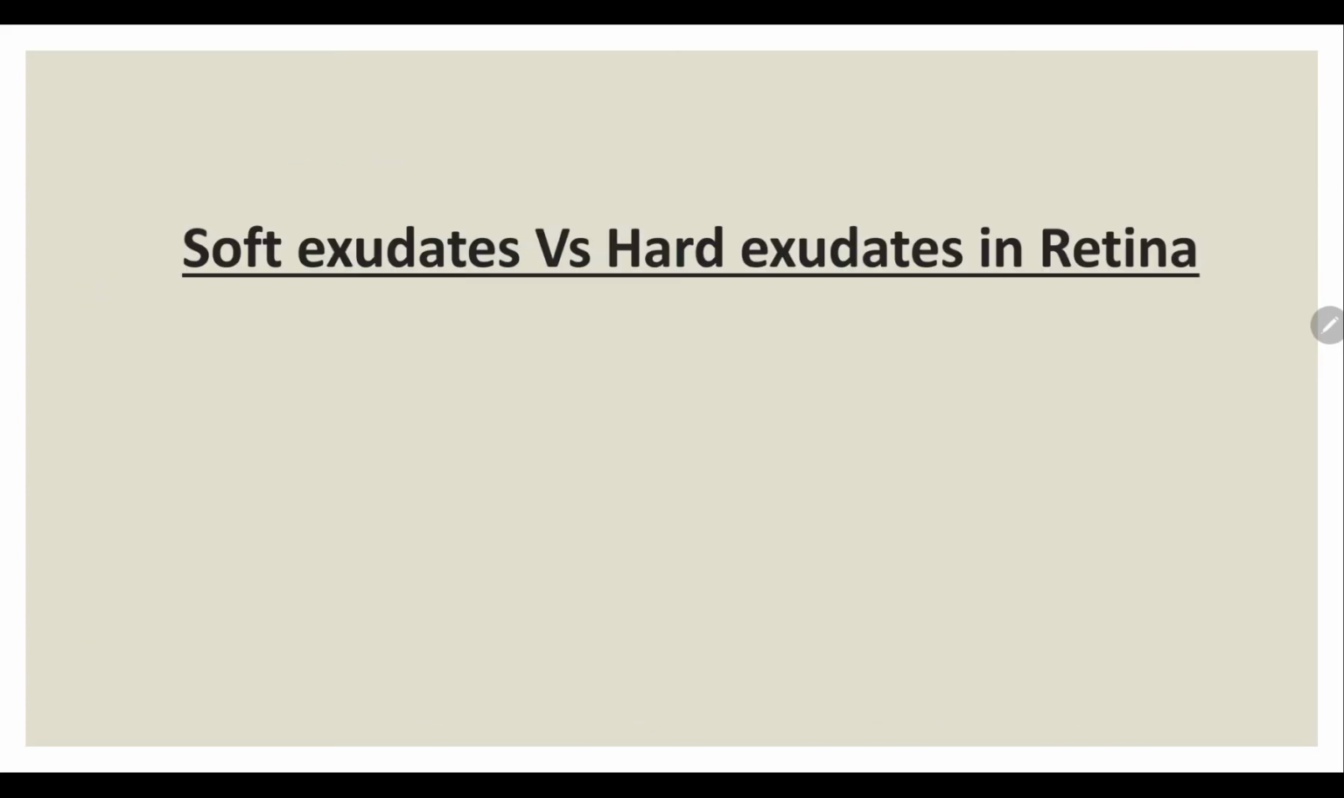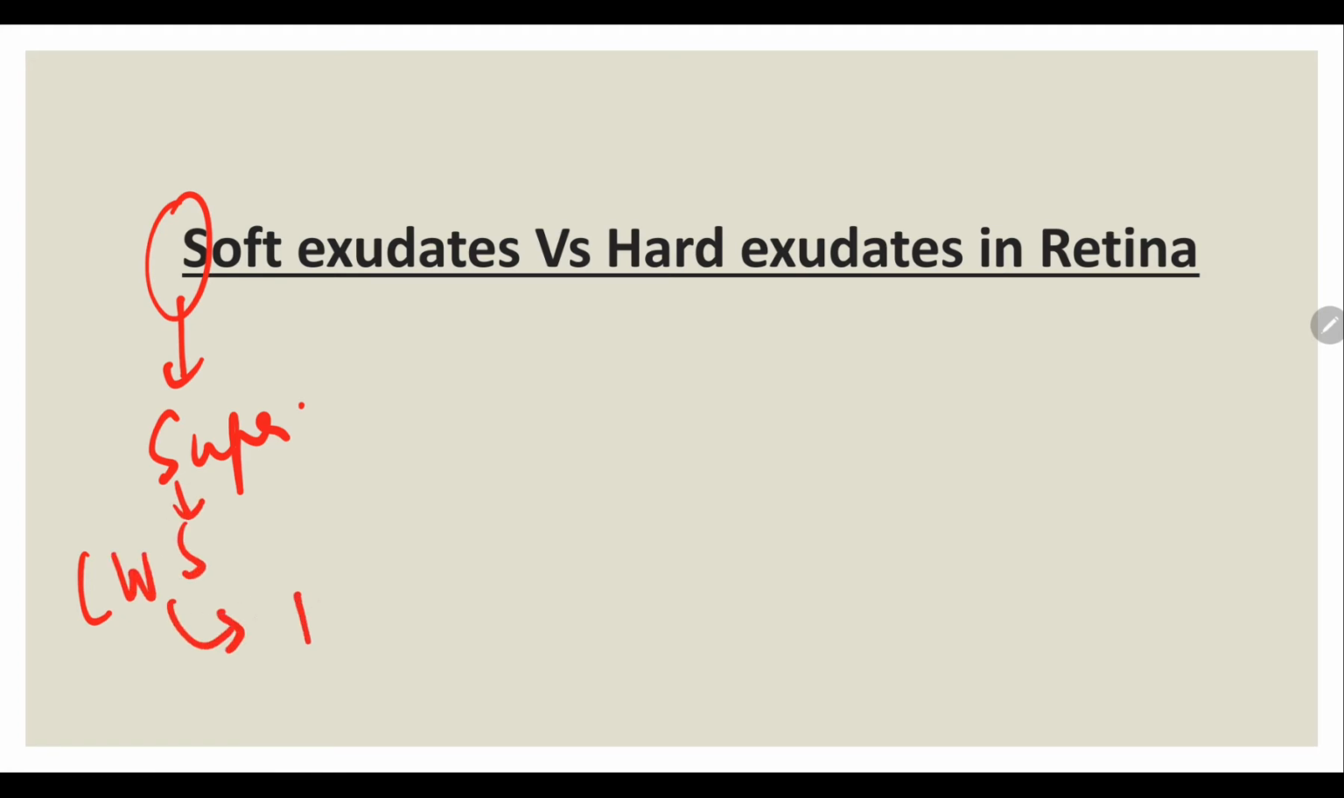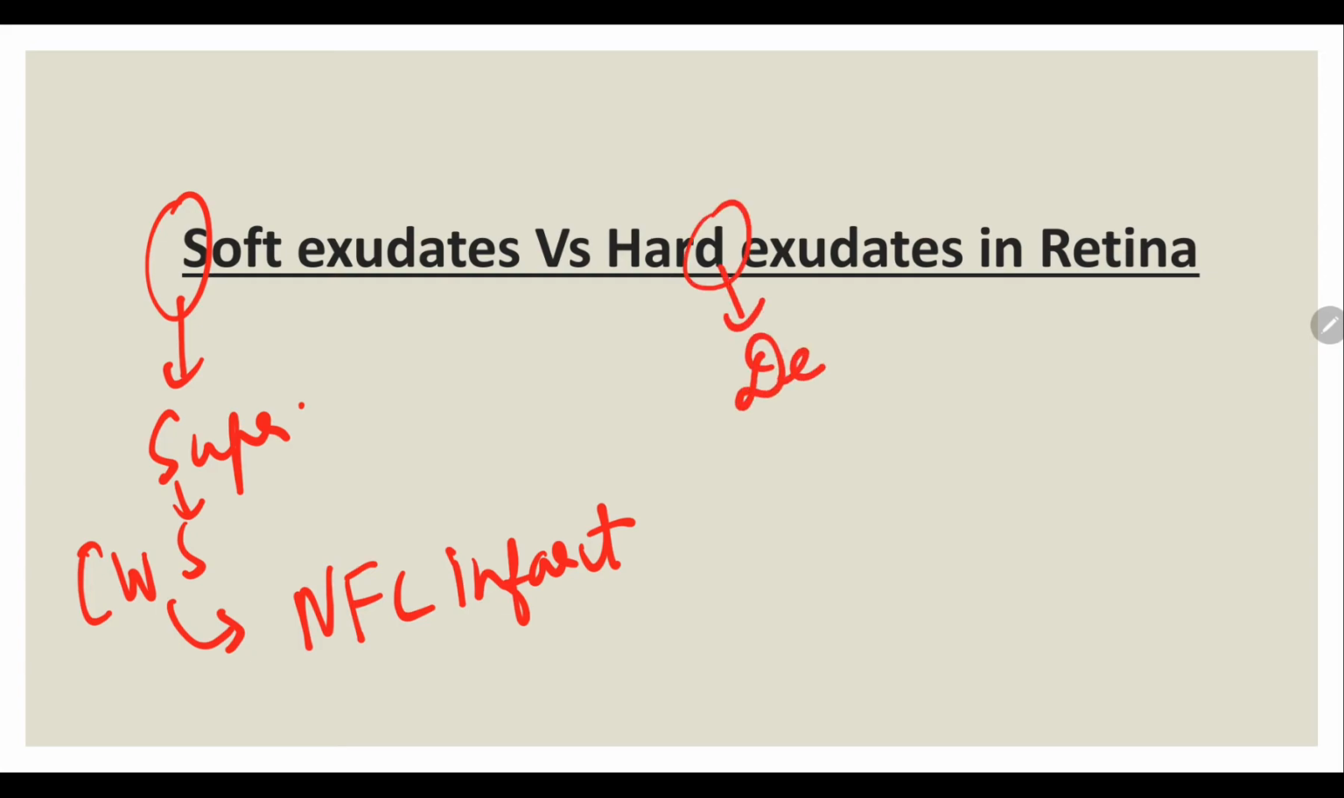Now soft exudate, hard exudate. We know S for S, soft exudate is superficial, and it is also called cotton wool spot. These are basically nerve fiber layer infarcts. Therefore, cotton wool spots is a misnomer. Hard exudate, D for D, is a deep layer injury.